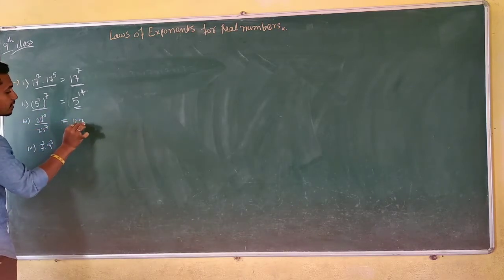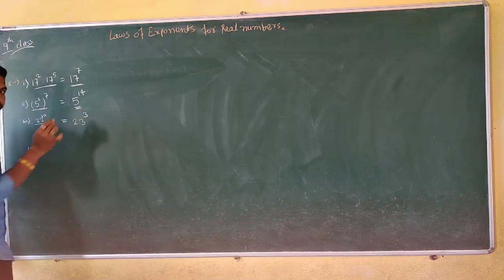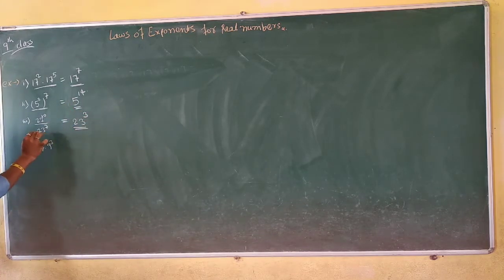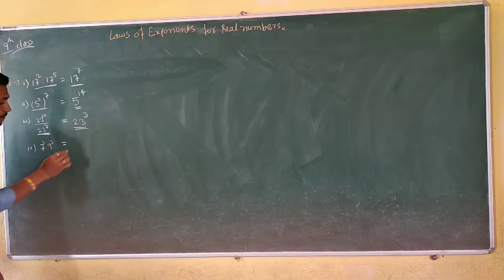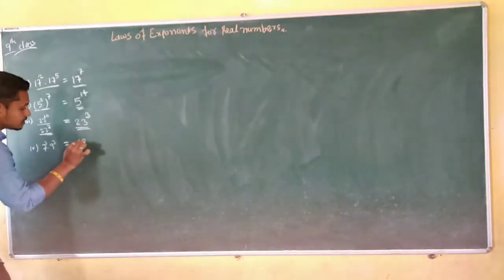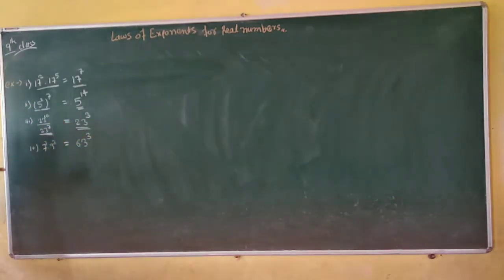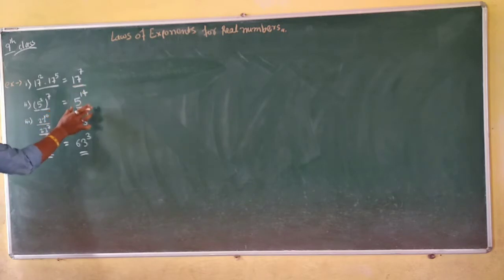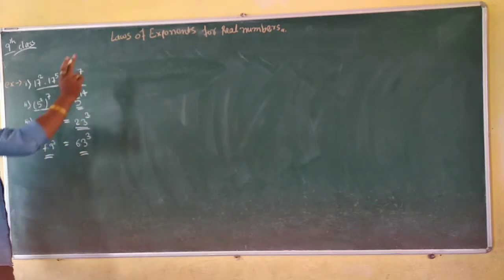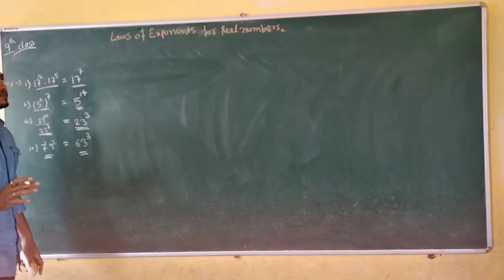23 raised to 3 is also equal to this. And see here, 7 into 9: 7 cube into 9 cube is 63 raised to 3. It is also the same: 7 raised to 3 into 9 raised to 3 is equal to 63 raised to 3. But how is it? These numbers we write by using the laws of exponents for real numbers.